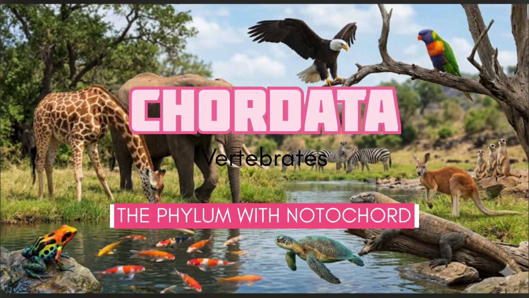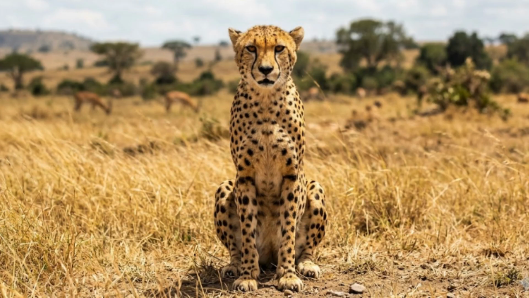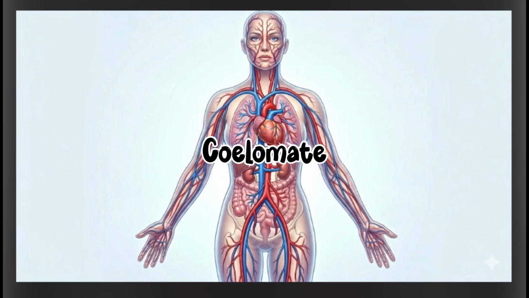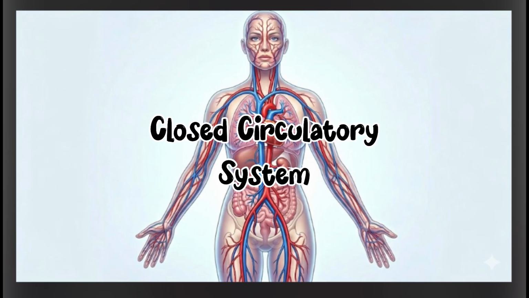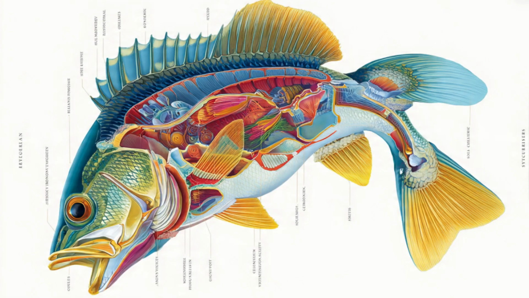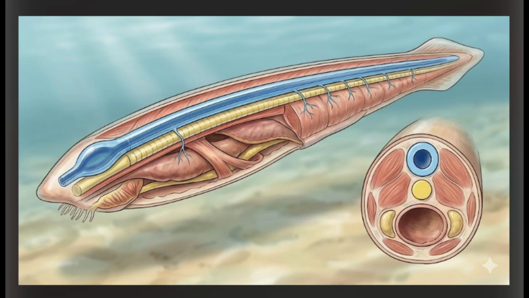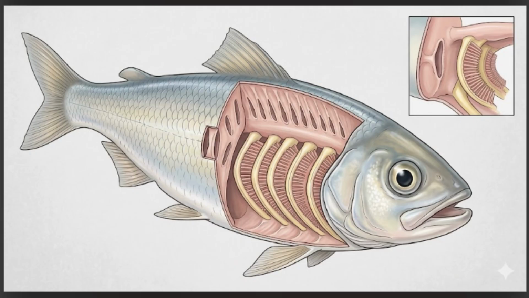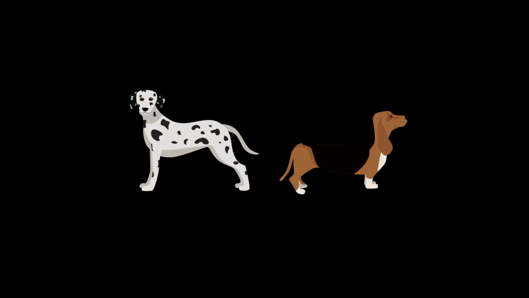Chordata, the phylum with notochord. They are bilaterally symmetrical, triploblastic, coelomate, and have closed circulatory system. They also have internal segmentation. They have dorsal hollow nerve cord, pharyngeal slits, and post-anal tail. Examples include human, dogs, birds, sharks, etc.